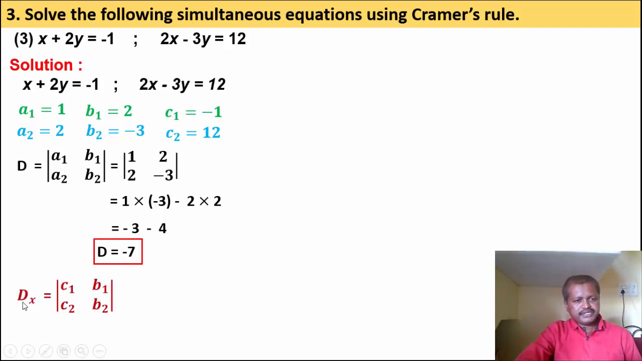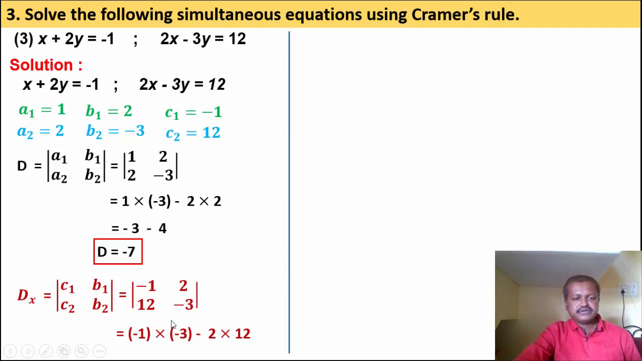Now calculate the value of Dx, the determinant with c1, b1, c2, b2. Put in the values. For c1, b1 you write minus 1, 2 and for c2, b2 you write 12, minus 3. Now take cross multiplication: minus 1 into minus 3 minus 2 into 12. Now simplify this. Minus 1 into minus 3 is plus 3, minus 2 into 12 is minus 24. So 3 minus 24, you get minus 21. This is the value for Dx is equal to minus 21.